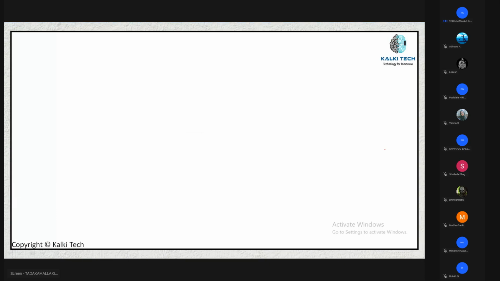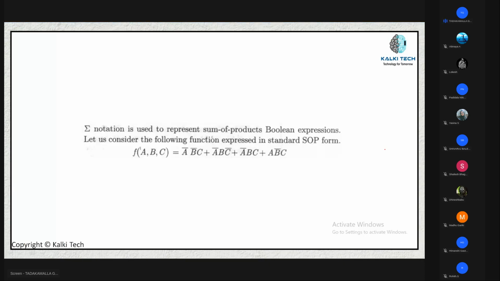Now, we can also represent these minterms using the sigma notation. This notation is used to represent a sum of products Boolean expression. So let us have this three variable function, which is a bar, b bar, c, and so on. Is this canonical form or normal form?